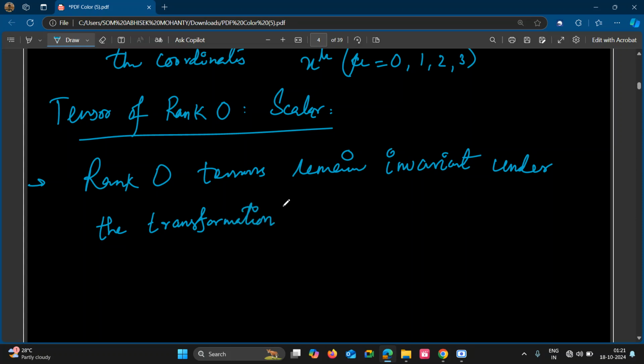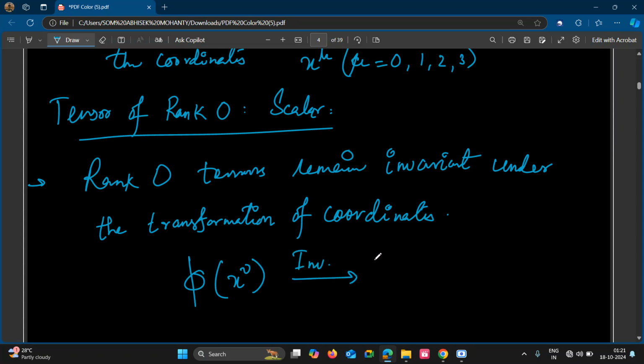Invariant under the transformation of coordinates. So we can write phi of x nu. It remains invariant under coordinate transformation, from x mu to x mu dash. So this phi of x nu remains invariant. It will be a zero rank tensor.